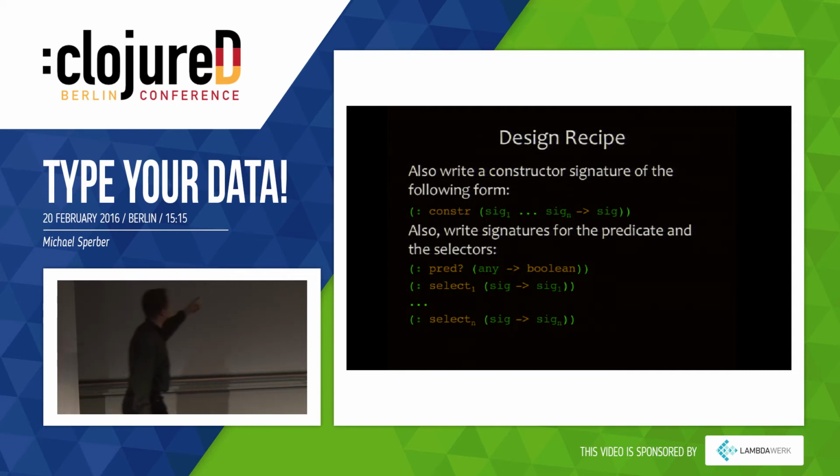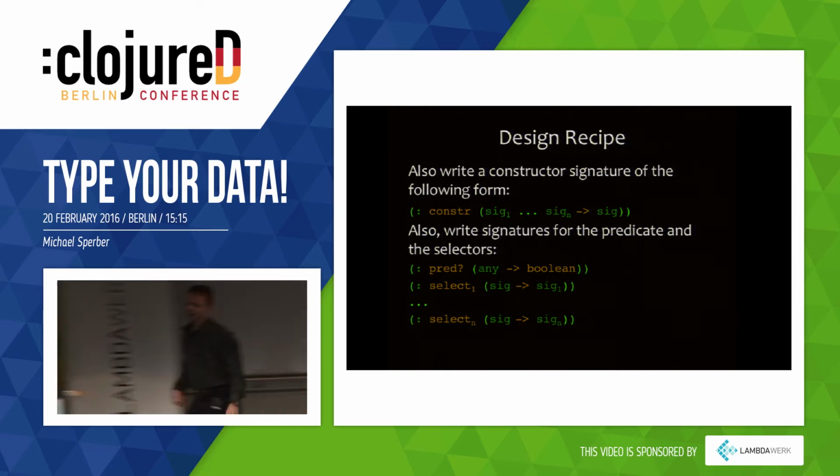And each of the selectors takes an object of our record type, and it produces an object of the type of the corresponding field. Right? Does that make sense? OK, nod. Everybody nod? Good.